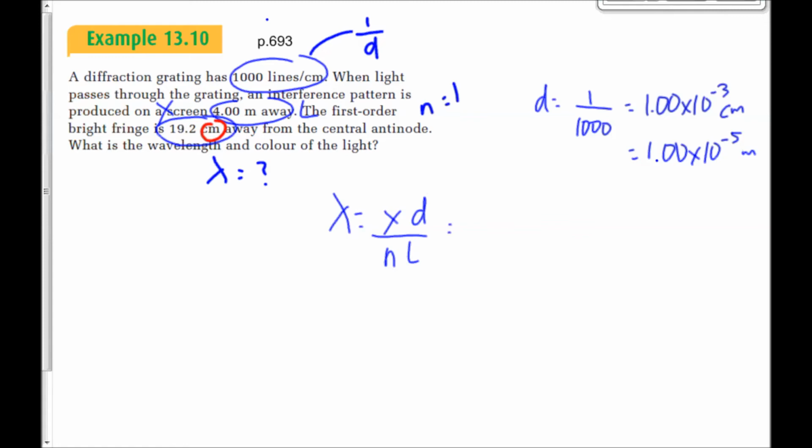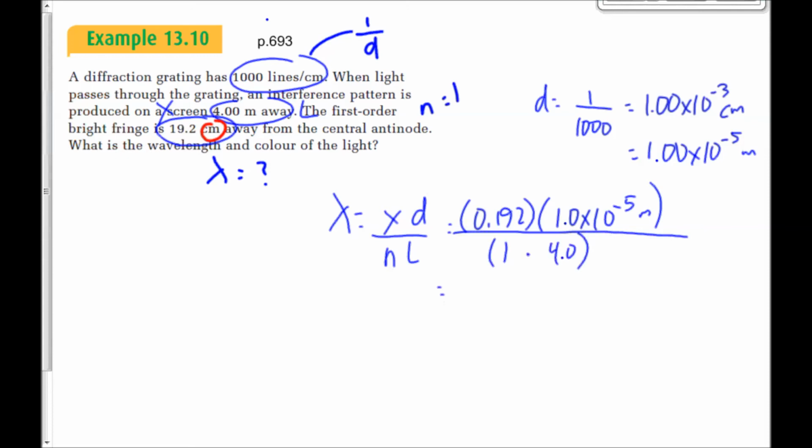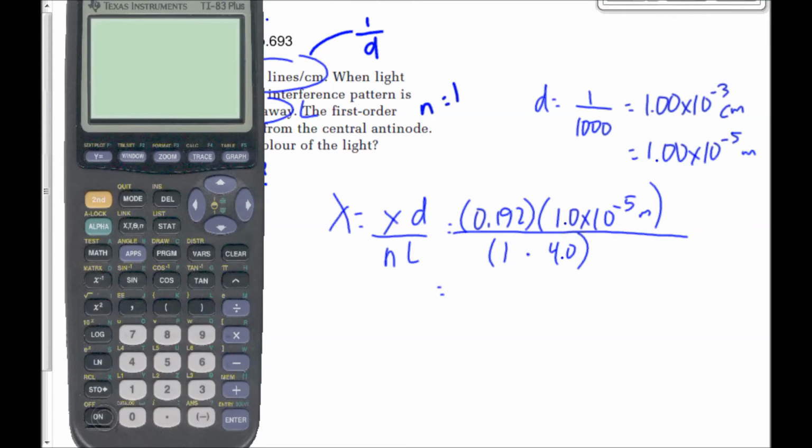It's going to give us a really good number. x is 0.192. D, not 1 over 1,000, not 1,000, but rather 1.0 times 10 to the minus 5 in meters. N is going to be equal to 1, and L is going to be equal to 4 meters in this case. Let's pull out the calculator and see what we get for this one. Let's say 0.192 times 1 times 10 to the minus 5, and let's divide that by 4. We get 4.8 times 10 to the minus 7.